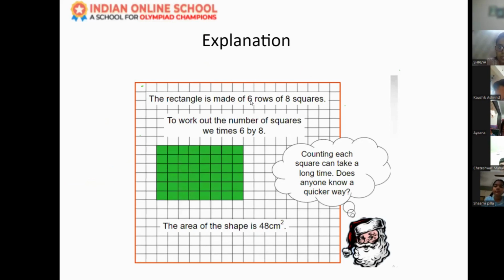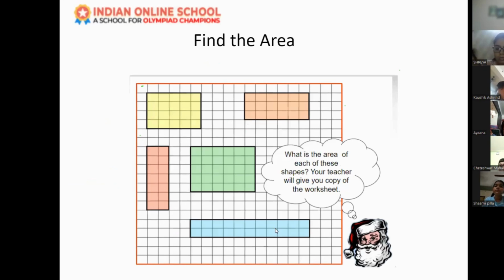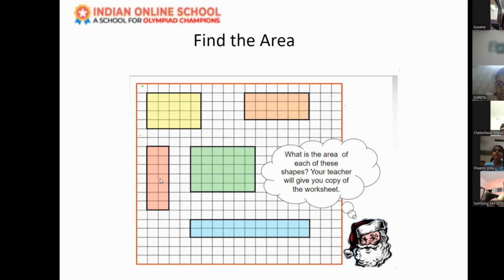So see, this is a rectangle made up of 6 by 8 squares. What's the area for this? 6 into 8, that makes it 48. Simple. Just multiply the two numbers provided. Now quickly, only one we'll be doing over here. Shanvi, can you tell us for this one, the one on which my cursor is, the pink one? What would be the area of this?